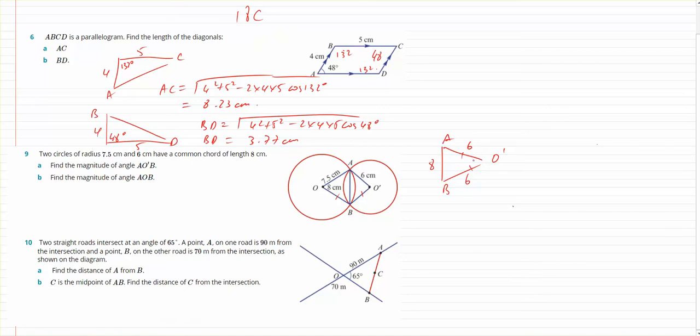So to get the angle AOB, you simply use the cosine rule because we've got 3 sides. We simply go cos of theta equals 6 squared plus 6 squared minus 8 squared, divided by 2 times 6 times 6. Okay, let's work that out.